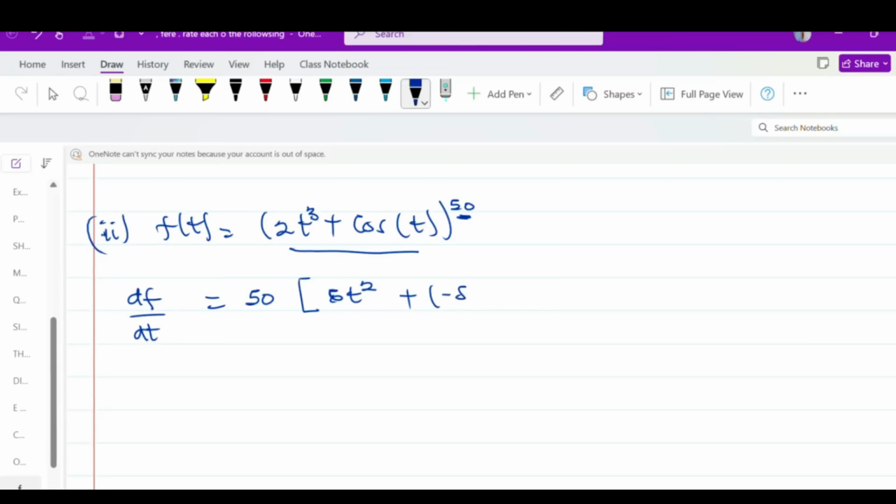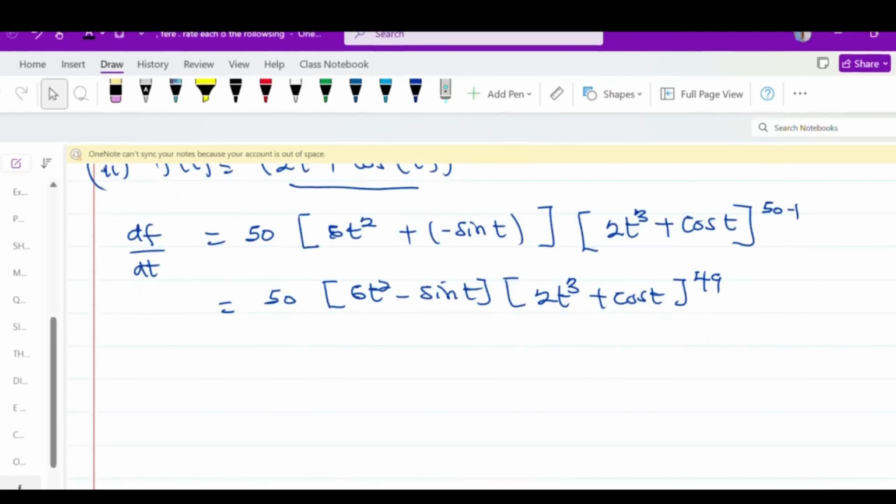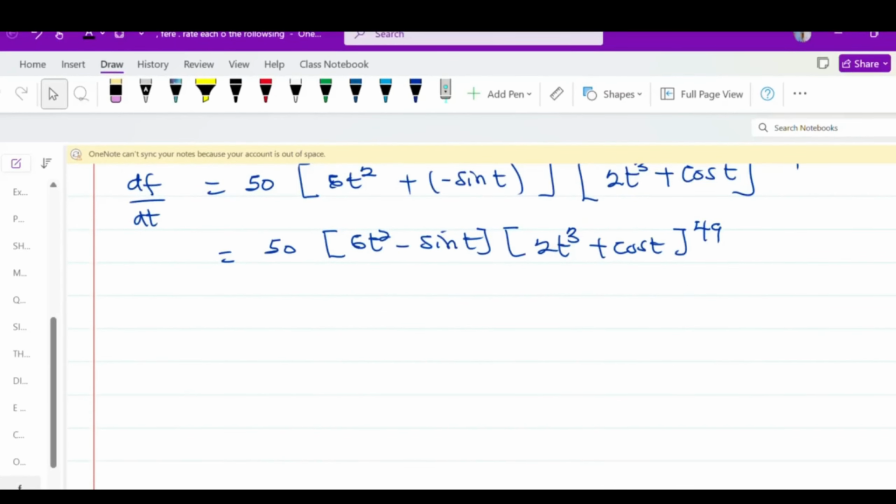Then we maintain the original function which was given to us. Then we subtract 1 from the exponent. So our final answer is going to be 50 multiplying 6t squared minus sine t, multiplying 2t cubed plus cos t, all to the exponent 49. So that is going to be our final answer for the second question.